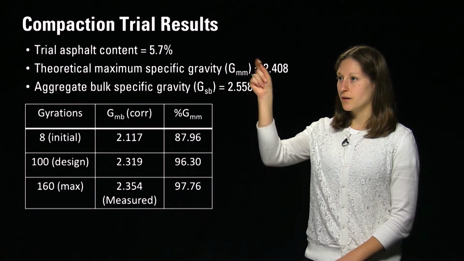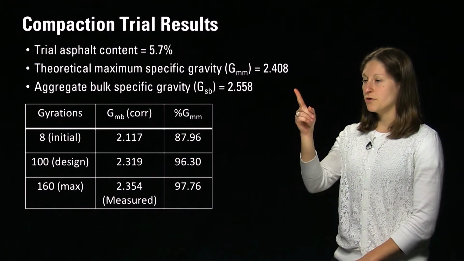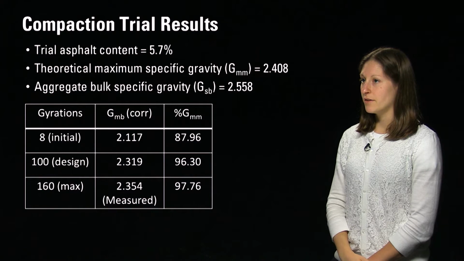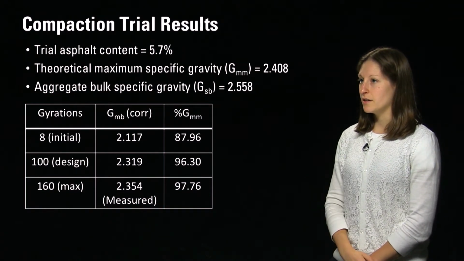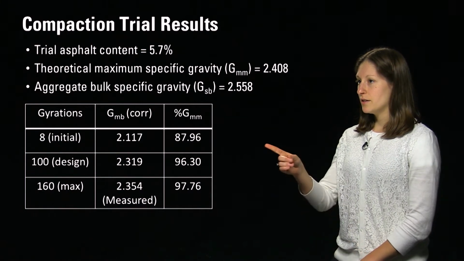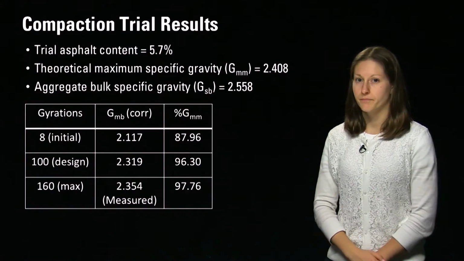Our trial asphalt content, recall, was 5.7%. Our measured theoretical maximum specific gravity was 2.048. Our aggregate bulk specific gravity is 2.558, and the table below presents our compaction trial results.